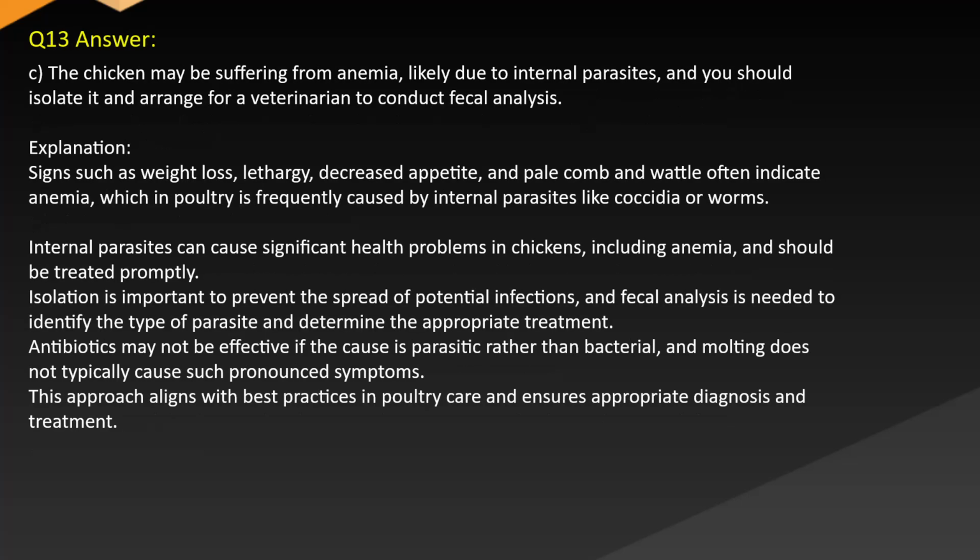Answer C. The chicken may be suffering from anemia likely due to internal parasites and you should isolate it and arrange for a veterinarian to conduct fecal analysis. Explanation. Signs such as weight loss, lethargy, decreased appetite, and pale comb will often indicate anemia, which in poultry is frequently caused by internal parasites like coccidia or worms.